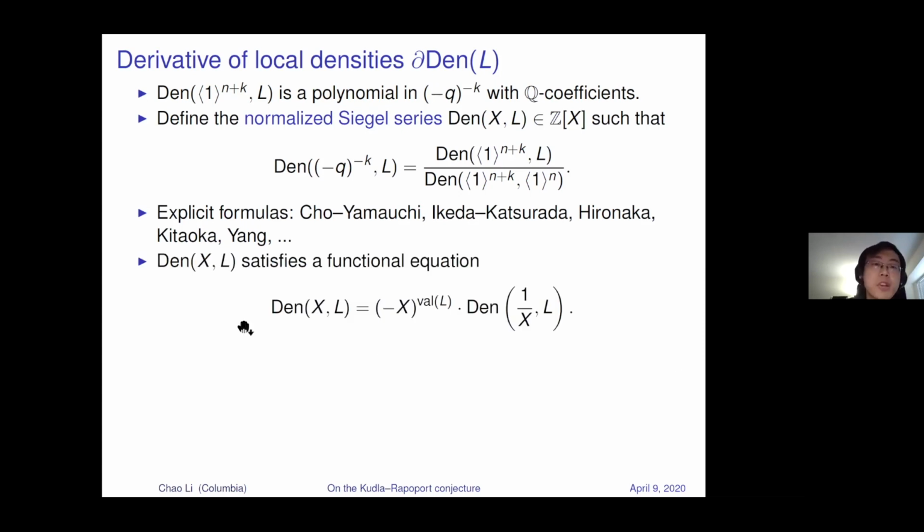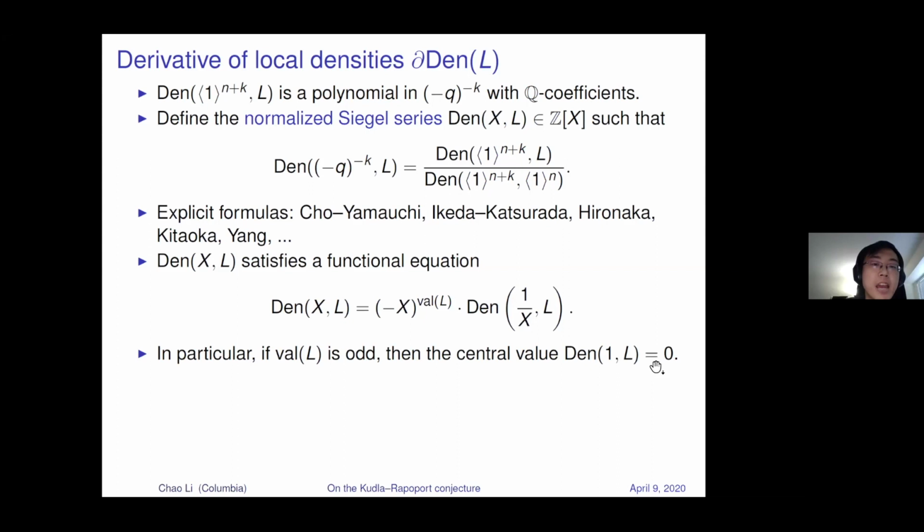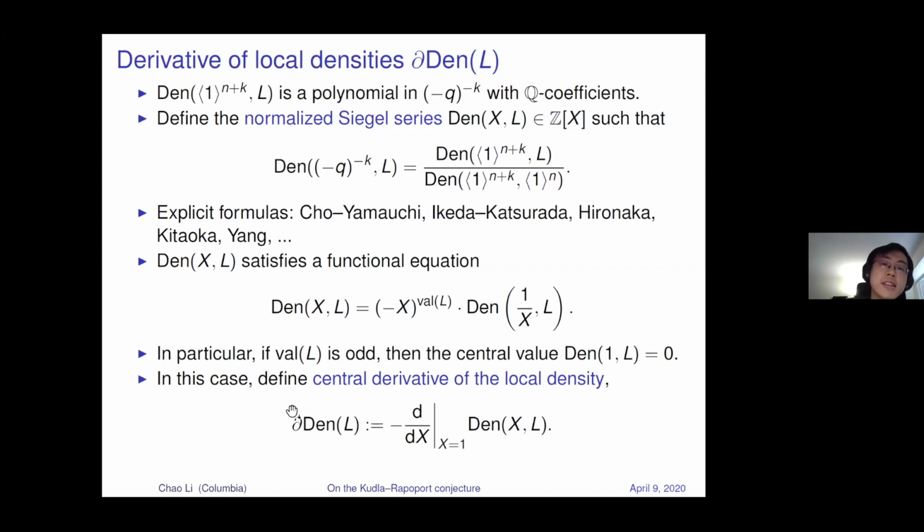It is known that the local density, this normalized Siegel series, this integral polynomial, has a symmetry. Namely, it satisfies a functional equation replacing x by 1 over x. The sign of the functional equation is exactly given by the valuation of this lattice. In particular, if the valuation of the lattice is odd, then the sign of the functional equation is minus 1, so the central value of this normalized Siegel series vanishes. In this case, naturally, I will consider the central derivative of the local density at the central point x equals 1. That finishes the definition on my right-hand side.